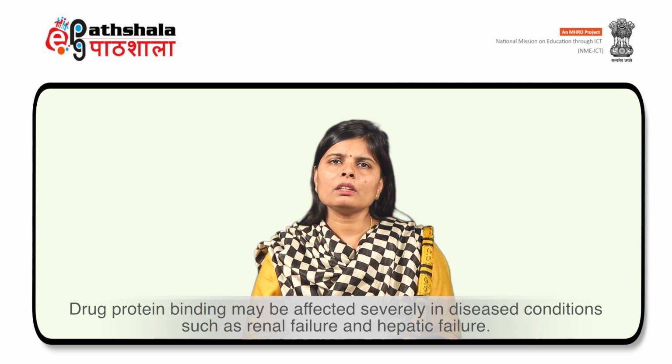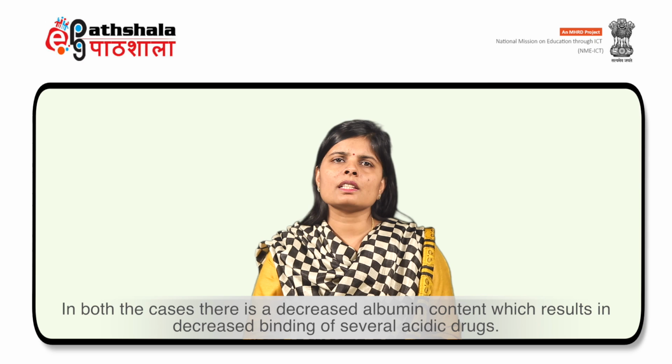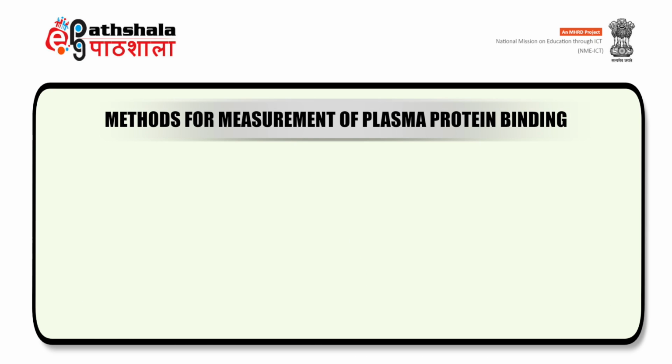Drug protein binding may be affected severely in disease conditions such as renal failure and hepatic failure. In both cases, there is decreased albumin content, which results in decreased binding of several acidic drugs. Now, let us study the various methods which are used for the measurement of plasma protein binding.